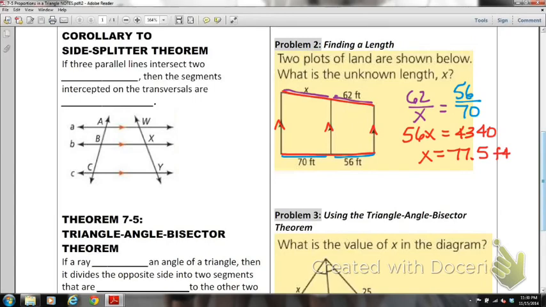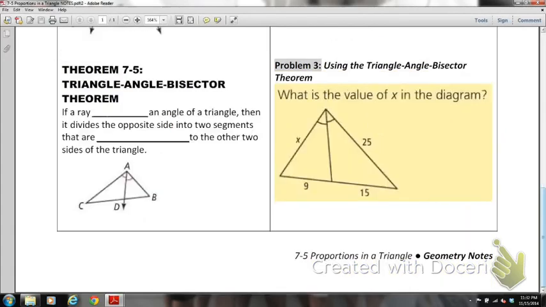The last problem is using the triangle angle bisector theorem. In this problem, you can see that you have a segment going from a vertex to the opposite side, and it bisects that angle because of the congruence markings. So we know that the triangle angle bisector theorem applies.